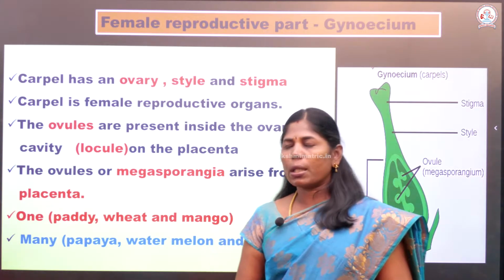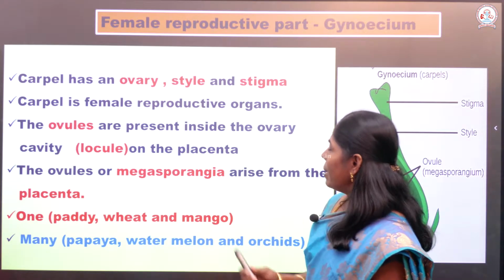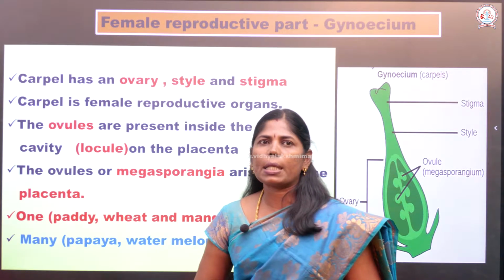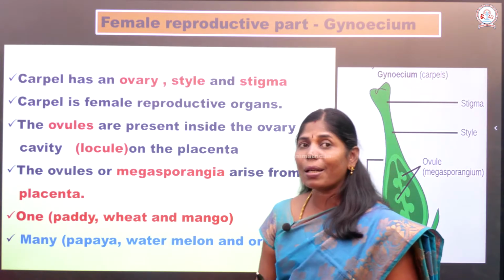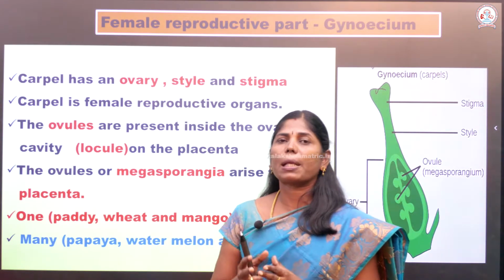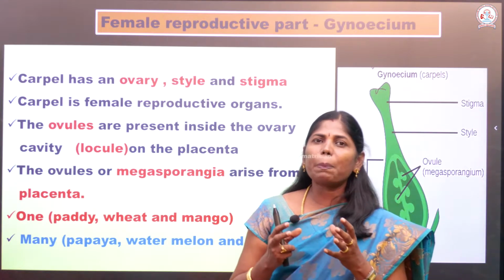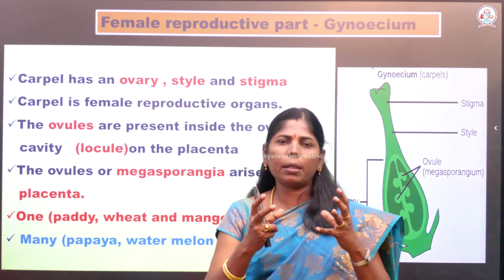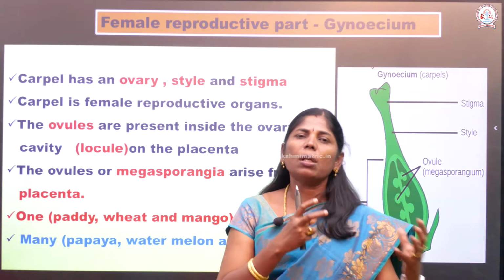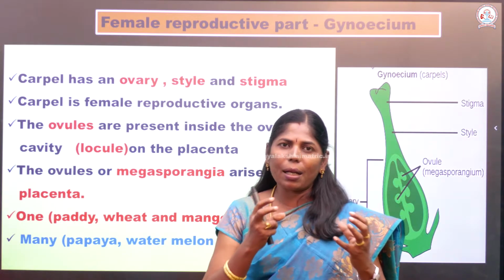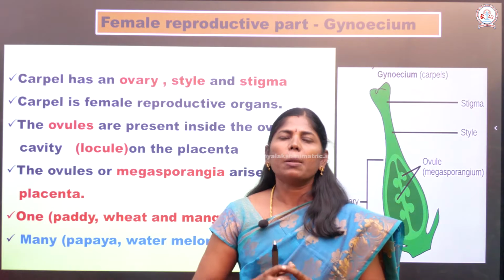The ovules are present inside the ovary. The ovary cavity is called a locule. The ovules or megasporangia arise from the placenta. What is the placenta? Placenta is a type of tissue, a cushion-like parenchymatous tissue that connects the ovule to the ovary. Actually, the seed is attached to the fruit with the help of the placenta.